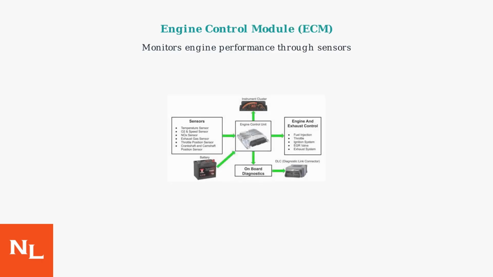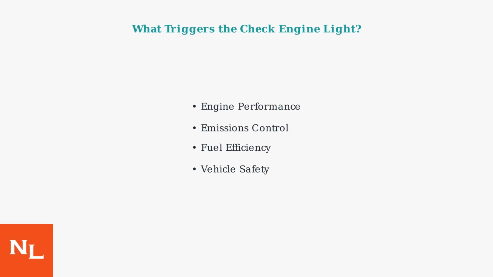The check engine light, also known as the malfunction indicator lamp or MIL, is part of your car's onboard diagnostic system called OBD2. The system centers around the engine control module, or ECM, which constantly monitors your engine's performance through various sensors throughout the vehicle. When the ECM detects a problem, it triggers the check engine light. This happens when issues affect engine performance, emissions control, fuel efficiency, or vehicle safety.